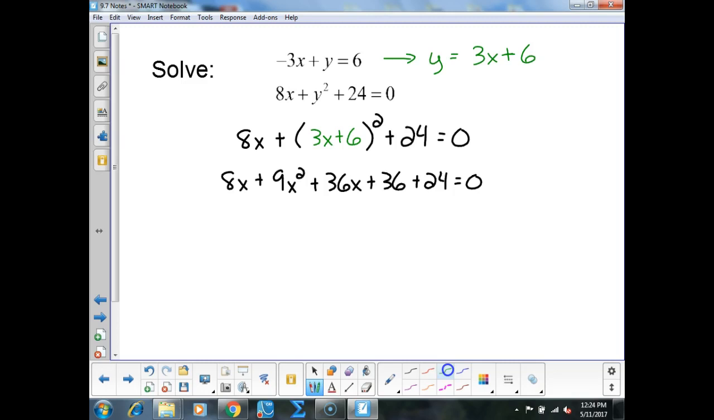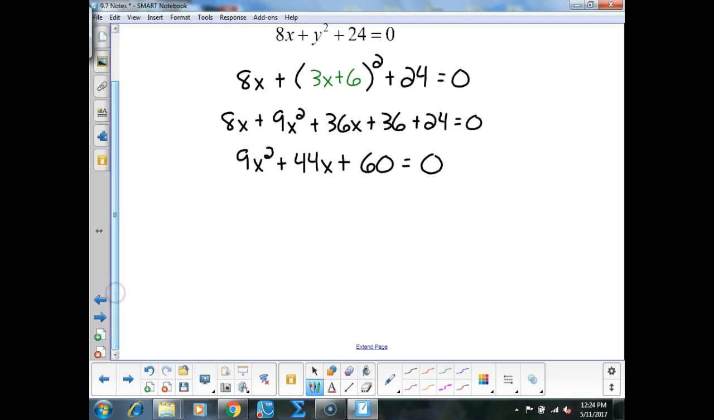Okay. So that's 9x squared plus 44x plus 60 equals 0. Now we've got to use the formula, don't we? Or am I missing some key here? Am I missing something?